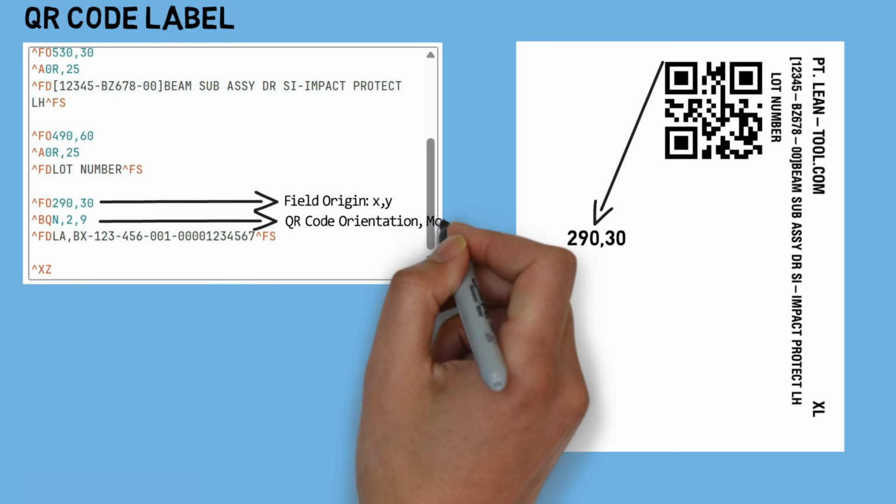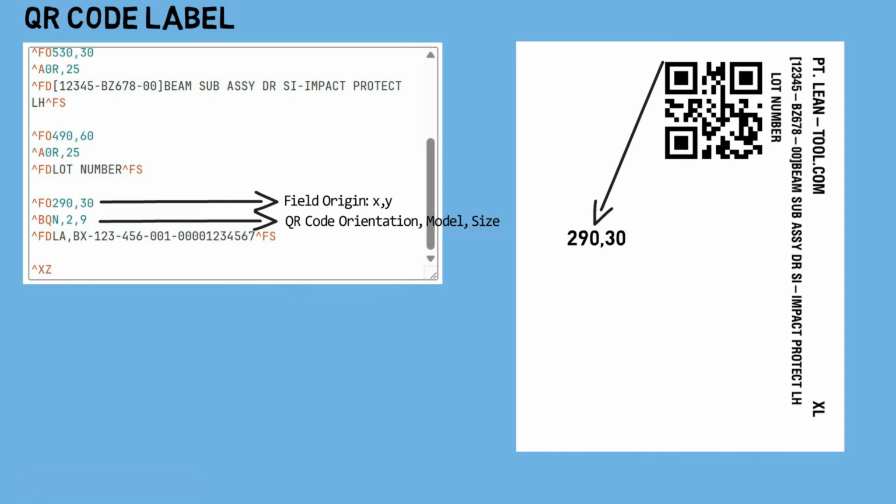BQN tells the printer that we want to create a QR code. The number 2 refers to the QR code model, which is the standard model commonly used. And 9 controls the size of the QR code. The bigger the number, the larger the QR code will be. And just like with text, we use FD and FS to define the content of the QR code. Everything between these two commands will be encoded into the QR code.